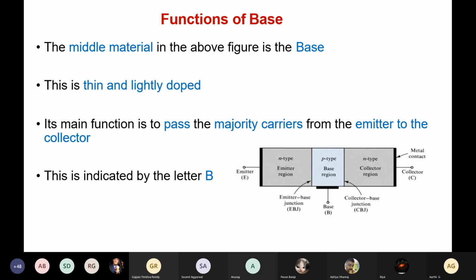The next is the base junction. It's lightly doped, it is in the middle, and it is thin. Its function is to pass the majority carriers from the emitter to the collector, from E to C. It just acts in between both the emitter and the collector. It is indicated by the letter B.